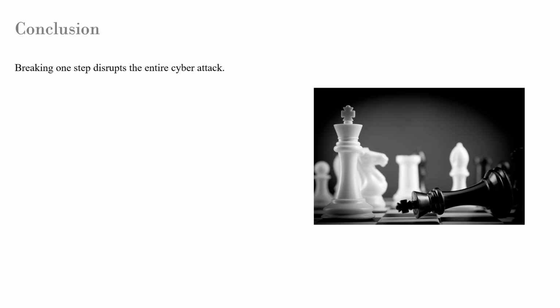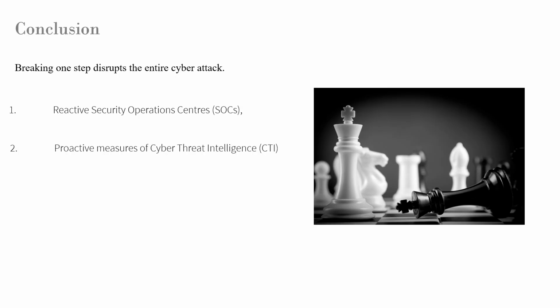So it takes only one good defense line to break the cyber kill chain. With the right combination of reactive security operations centers and the proactive measures of cyber threat intelligence and general security awareness among employees, most attacks can be disrupted. Together, these elements create resilient defense strategies that can effectively protect against evolving cyber threats.